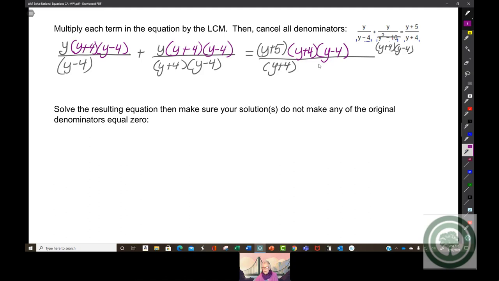Okay, so that is the whole idea of finding the LCM. Notice that when you've got the correct LCM, you will find a factor up here that cancels a factor down there. Y plus 4 cancels y plus 4, y minus 4 cancels y minus 4, and y plus 4 cancels y plus 4. So now you don't have any denominators. Technically, the denominators are 1.